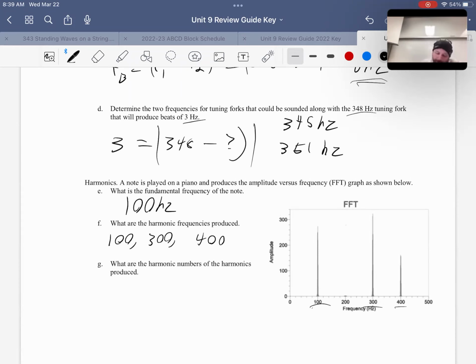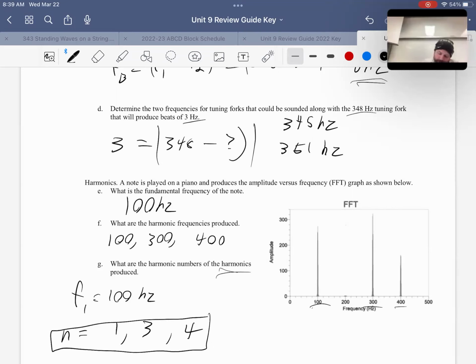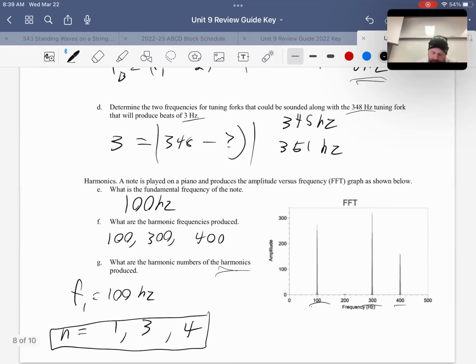And then the last one asks what harmonics those are. Well, if the fundamental frequency is 100 hertz, that is the first harmonic. Then the 300 will be the third harmonic. And then 400 will be the fourth harmonic because it's just multiples of that fundamental. So the harmonics would be the first, the third, and the fourth harmonics there. All right. That is interference.